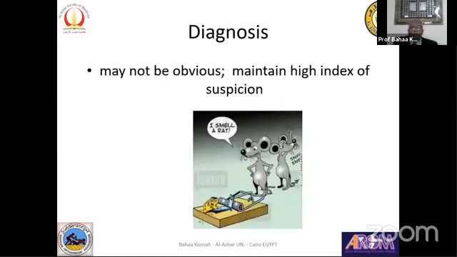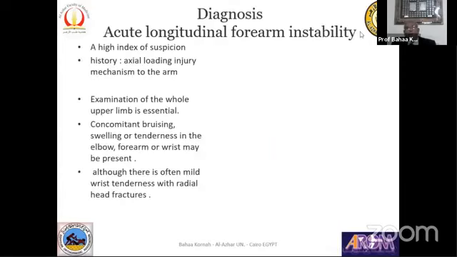So the diagnosis is very important, and it may not be obvious, so maintain a high index of suspicion. If the patient comes to you, you have to keep an index of suspicion and be aware of forearm instability. So for acute longitudinal forearm instability, diagnosis requires a high index of suspicion. Again, a high index of suspicion. Always take the history of an axial loading injury mechanism to the arm.